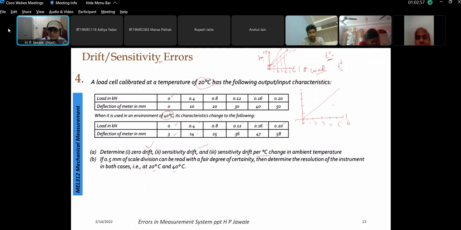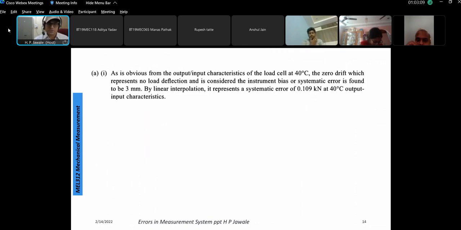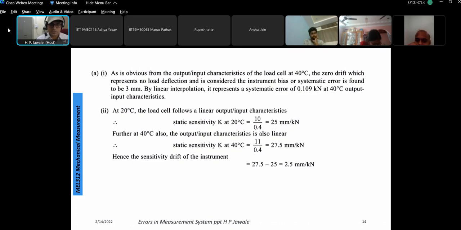We can find out the sensitivity, say change in the output upon change in the input. I think till this point is very clear. It's a very normal way. Now we have gone to the measurement at the elevated temperature. Let us say first of all, we find the static sensitivity from the earlier graph I have given, say output upon input. It is going to give some sensitivity in terms of value like millimeter per kilonewton. The output is taken in terms of millimeter.